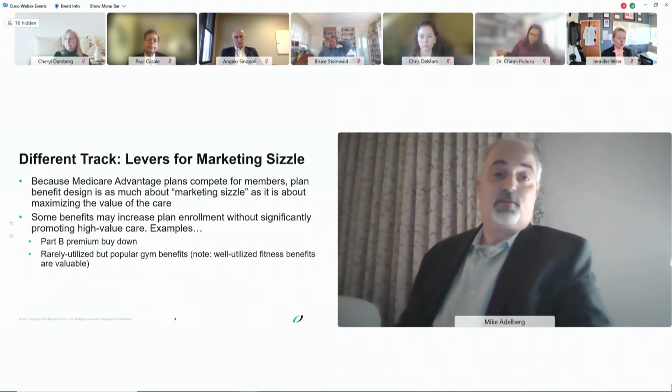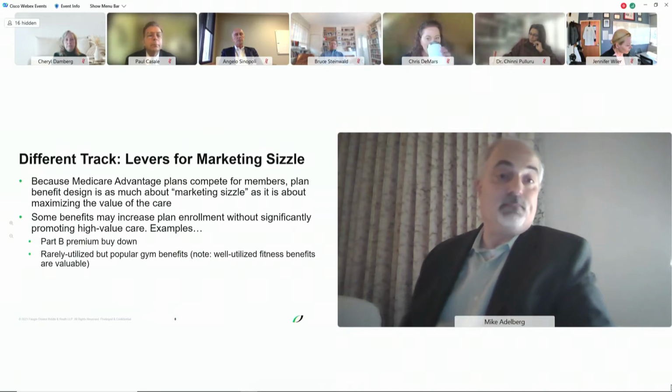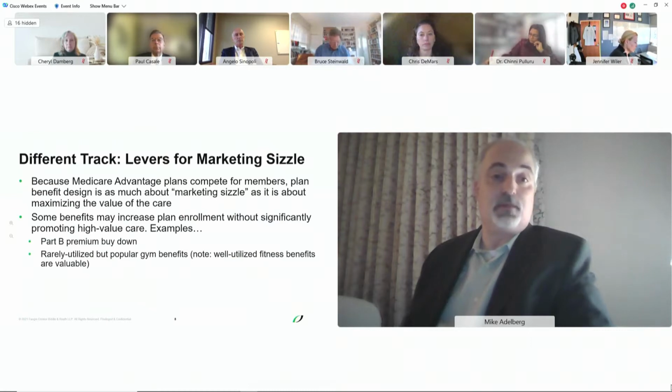The Medicare Advantage plans also are in a competitive marketplace, and they are seeking to acquire members. So while perhaps in a perfect world, every penny invested in additional services by an MA plan would solely be focused on improving high-value care, improving health outcomes, we know that marketing value is one of the reasons that plans invest in these benefits.